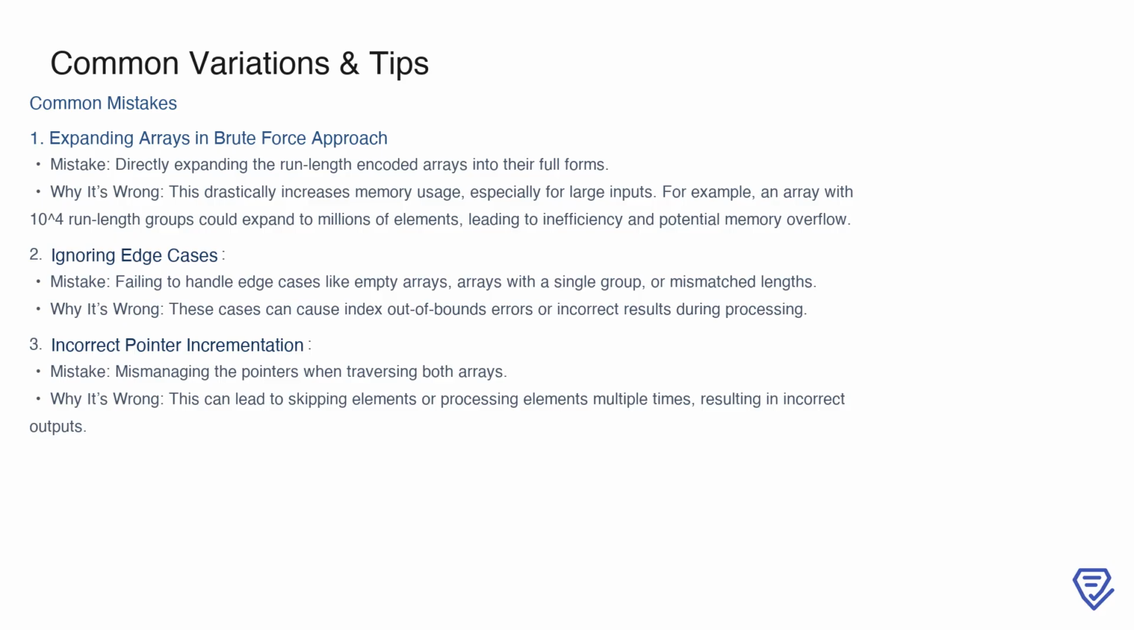When working on this problem, there are a few common mistakes to avoid. First, expanding the run length encoded arrays into their full forms might seem like an intuitive step, but it's highly inefficient. For instance, if you have an array with 10,000 run length groups, expanding these could result in millions of elements, consuming excessive memory and making the process impractical for large inputs. Next, overlooking edge cases is another frequent issue. Situations like empty arrays, arrays with only one group, or cases where the lengths of the arrays don't match can easily lead to errors, such as accessing indices that don't exist or producing incorrect results.